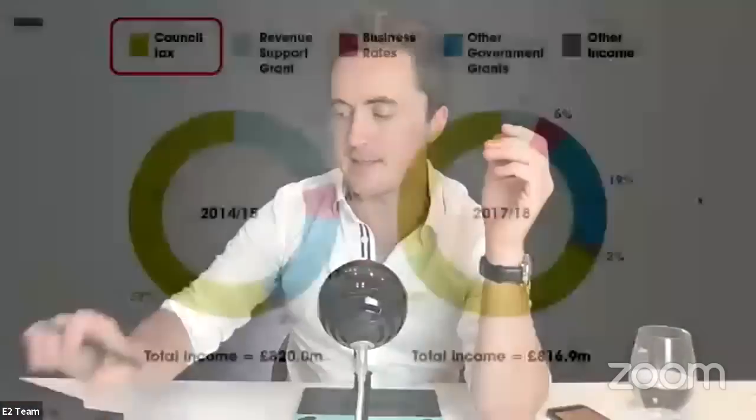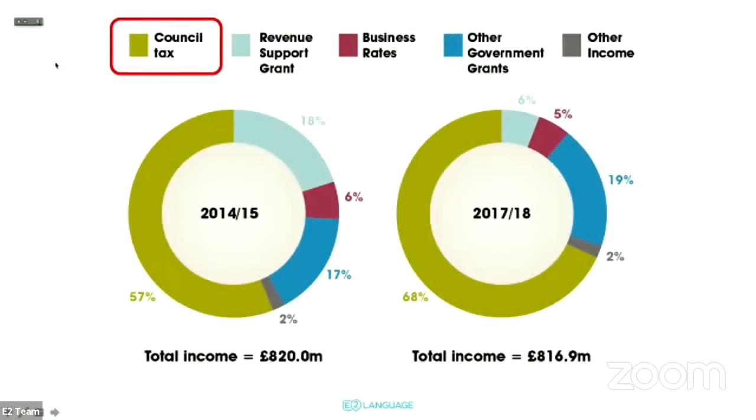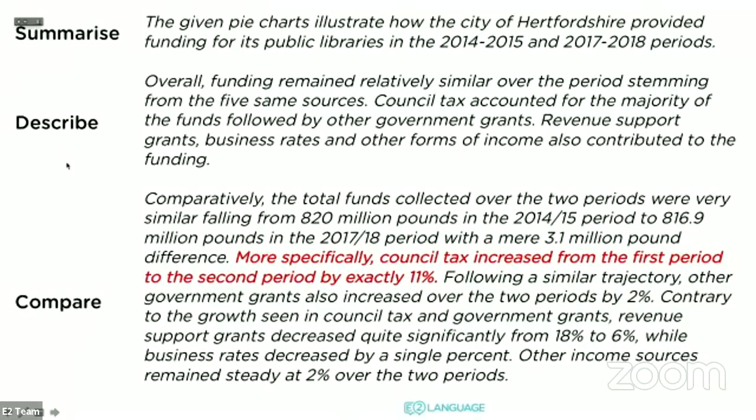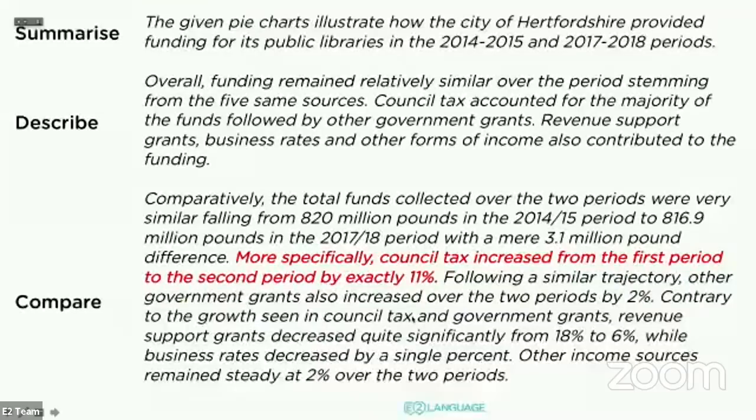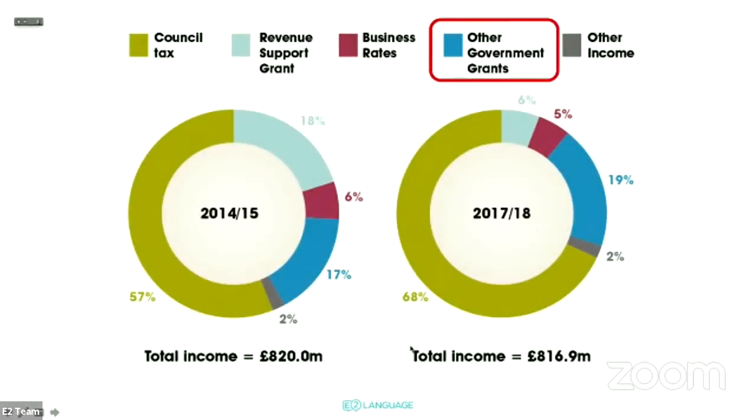So you've compared these two here. Excellent. Basically, what did I write? I wrote this. I said, more specifically, council tax increased from the first period to the second period by exactly 11%. Okay, so I did a little bit of mathematics where I subtracted 57 from 68. You don't have to be good at maths. This is pretty simple stuff. It does help a little bit if you can do that, or you can just say it decreased from 68% to 57%. Cool.